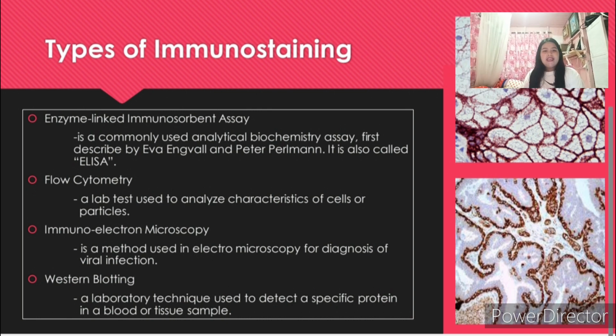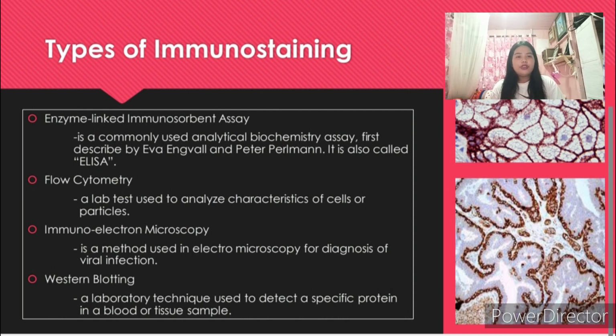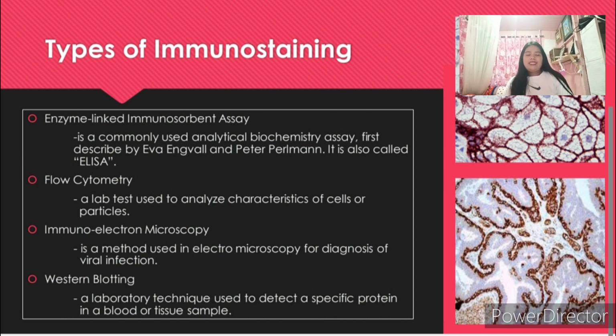The next one is the flow cytometry. It is a lab test used to analyze characteristics of cells or particles. During the process, a sample of cells or particles is suspended in a liquid and injected into the flow cytometer machine. The third type is the immunoelectron microscopy. It is a method used in electron microscopy to detect or diagnose a viral infection. The last type is the Western blotting. This method involves using gel electrophoresis to separate the proteins. The separated proteins are transferred out of the gel to the surface of a membrane.